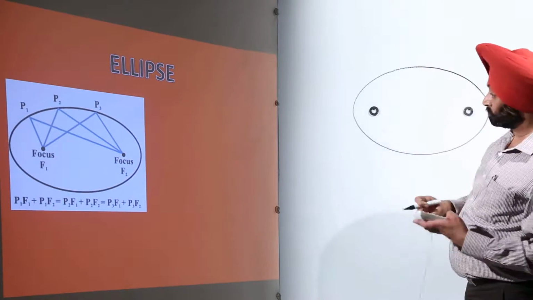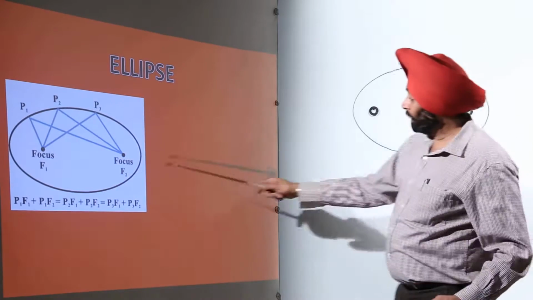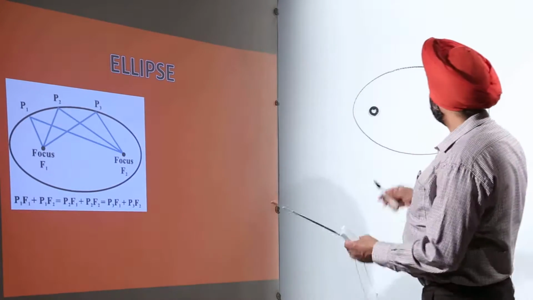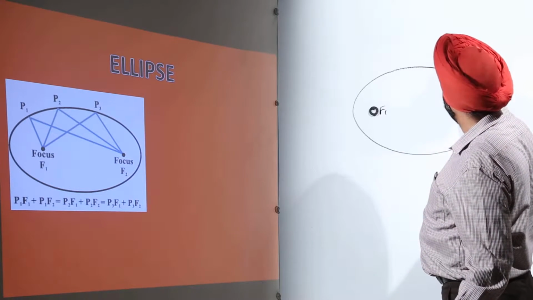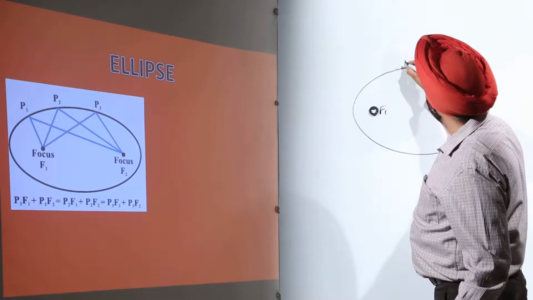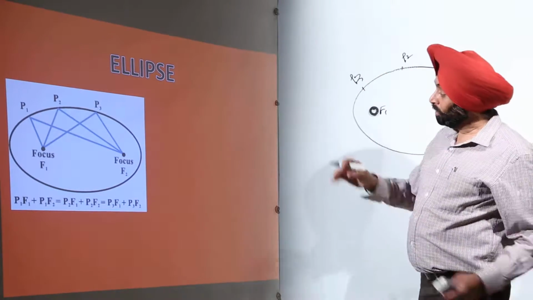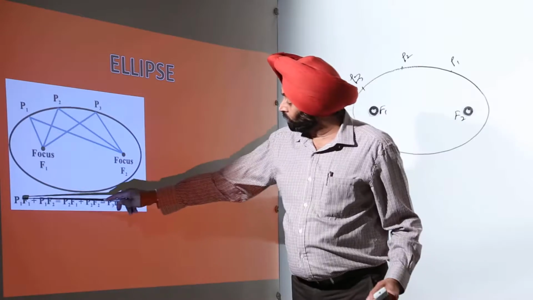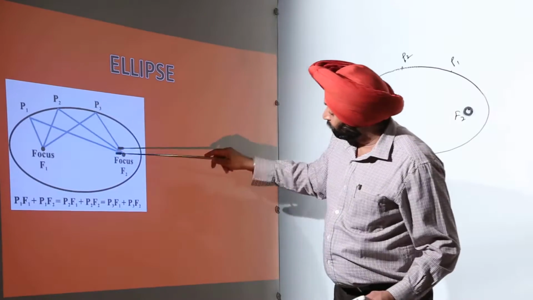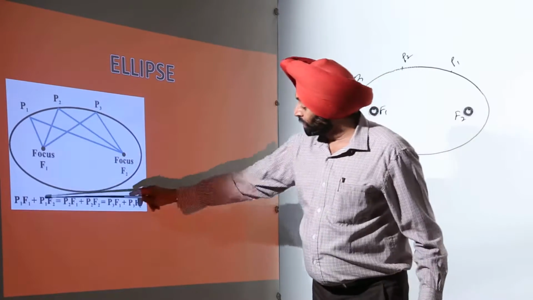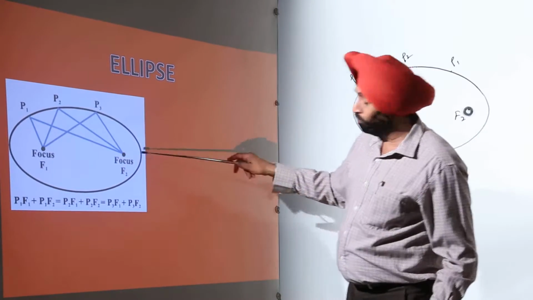Now in this figure we are having F1 and F2. Now suppose this is F1, this is F2, suppose this is point P, P1, here is P2, here is P3, or you can write in any manner. Is it clear? Now what does this figure say? This figure says that P1F1 and P1F2, when they are added, this distance is equal to F1 to P2, P2 to F2, and this distance is equal to F1 to P3, P3 to F2.